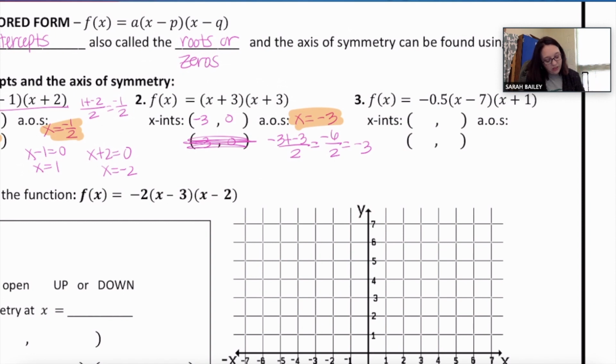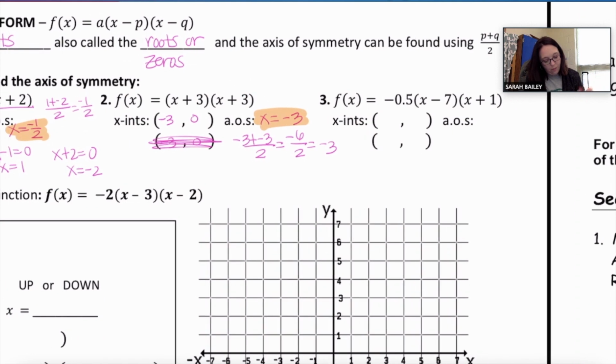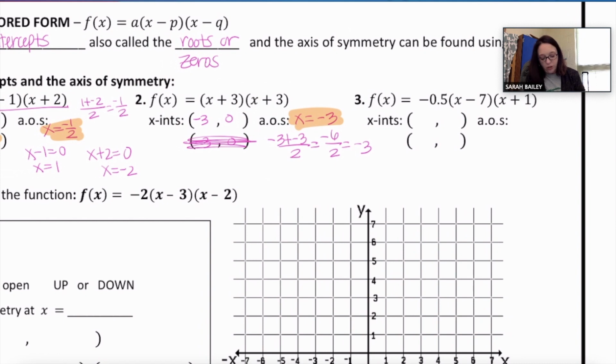All right, and then this last one, number 3, my x-intercept, so I'm just going to do this part. We'll do it in our heads. So if x minus 7 is equal to 0, then x must be 7, so 7, 0. If x plus 1 is equal to 0, then x has to be -1. So my x-intercepts are 7 and -1. So I'm going to do 7 plus -1 divided by 2. So that's 6 divided by 2, which is 3. My axis of symmetry would be at x equals 3.